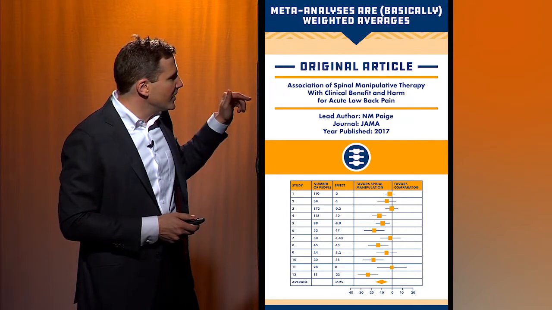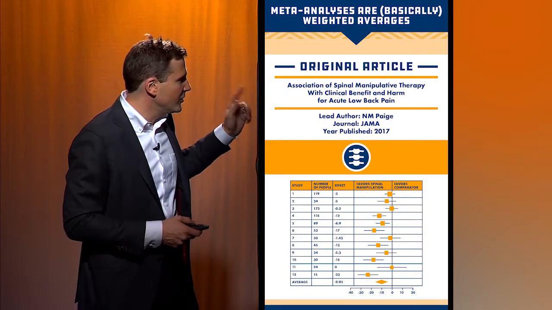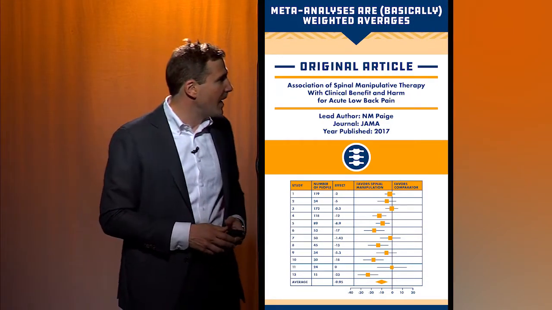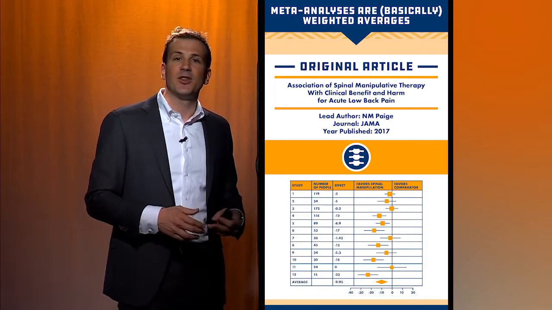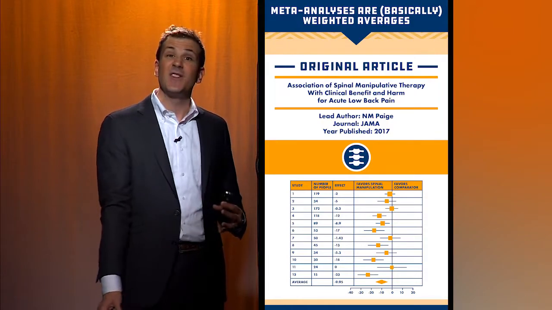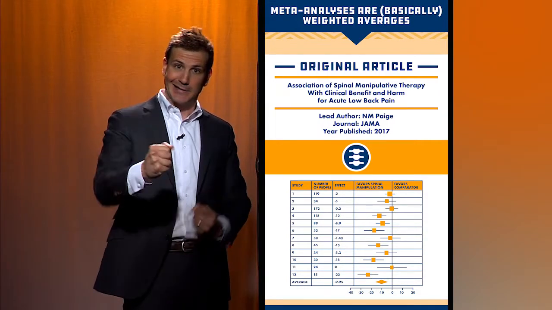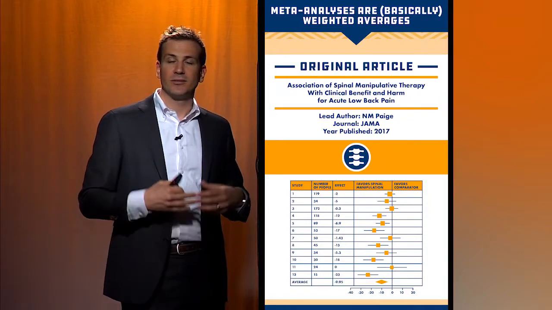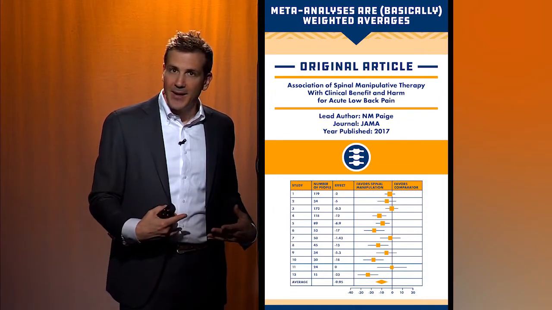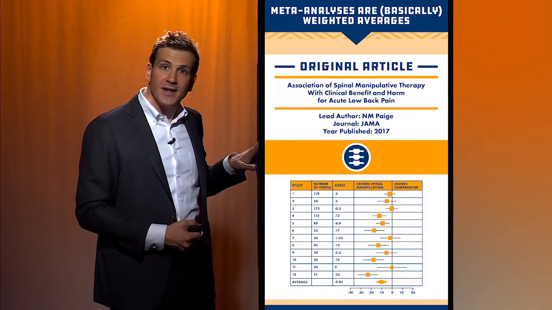Now, here's an example of a meta-analysis published in the Journal of the American Medical Association looking at spinal manipulative therapy with the benefit for low back pain. Okay, spinal manipulative therapy, that's chiropractic, right? You know, cracking the back and stuff like that. There have been many studies of whether chiropractic helps low back pain. And this meta-analysis combined them all.